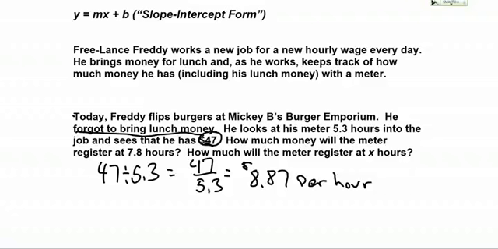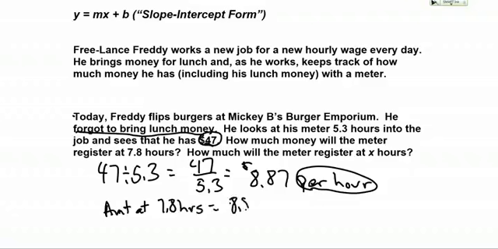Now, to answer the question of how much money the meter will register at 7.8 hours, that becomes quite simple because for each hour we devote $8.87. And so all we need to do is take 7.8 copies of that $8.87. We would solve that as the amount he has at 7.8 hours is going to be $8.87 per hour times 7.8 copies of that. That turns out to be around $69.19.